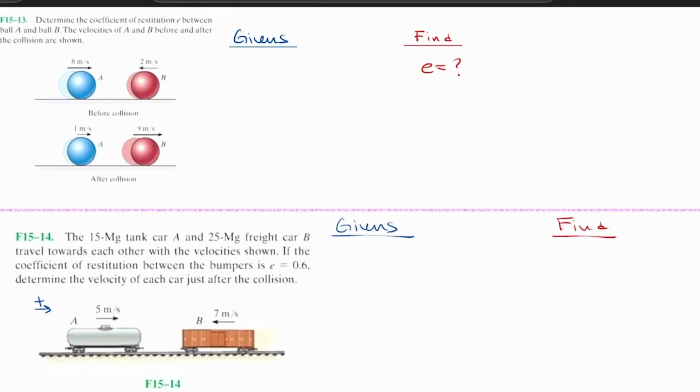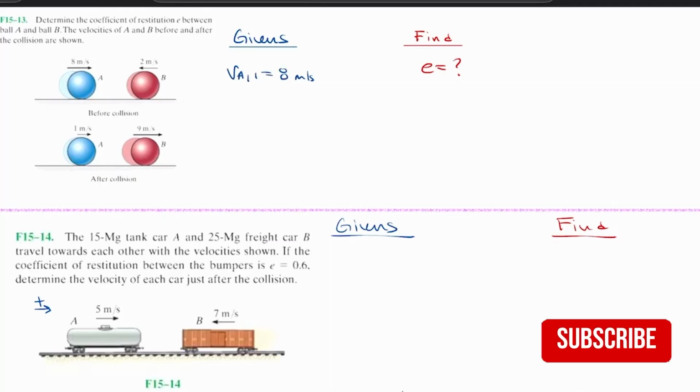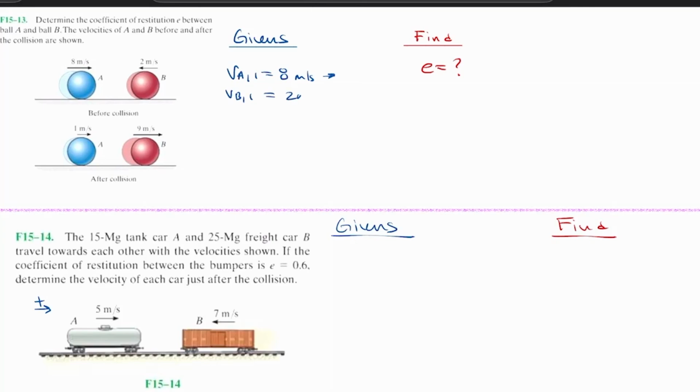So we see that the velocity of A at 1 is equal to 8 meters per second going to the right. The velocity of B at 1 is 2 meters per second going to the left. Velocity of A2 is equal to 1 meter per second to the right. And velocity of B2 is equal to 9 meters per second also to the right.